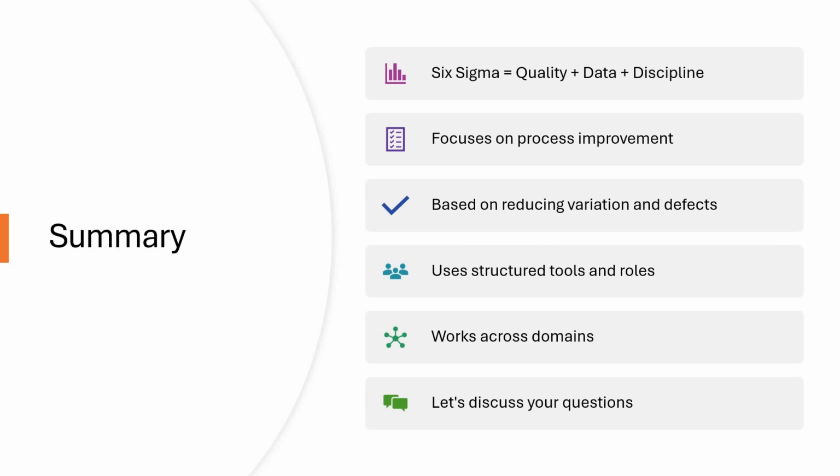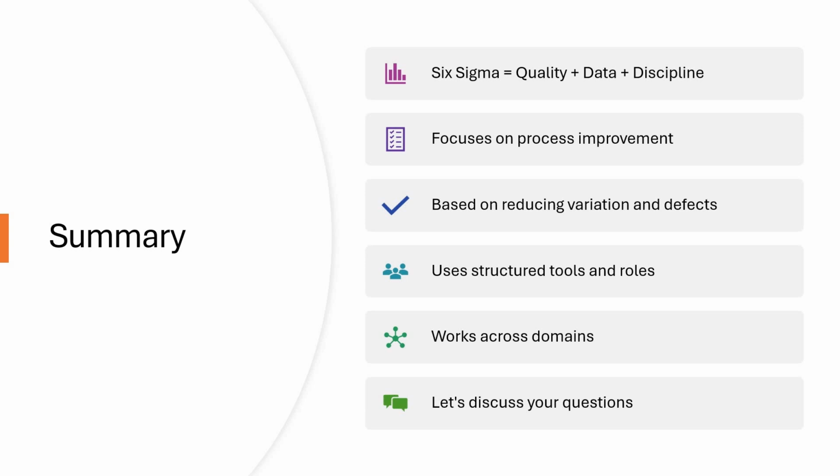Six Sigma is a combination of quality plus data plus discipline. Think of Six Sigma as a formula. Quality mindset, data-driven decision, discipline through structure and methodology. It is not a buzzword, it's a rigorous system that creates real impact. Then focus on improvement. At its core, Six Sigma is about making processes better, faster, and more reliable. Whether it's a factory line or a billing system, the goal always remains the same, which is continuous improvement.